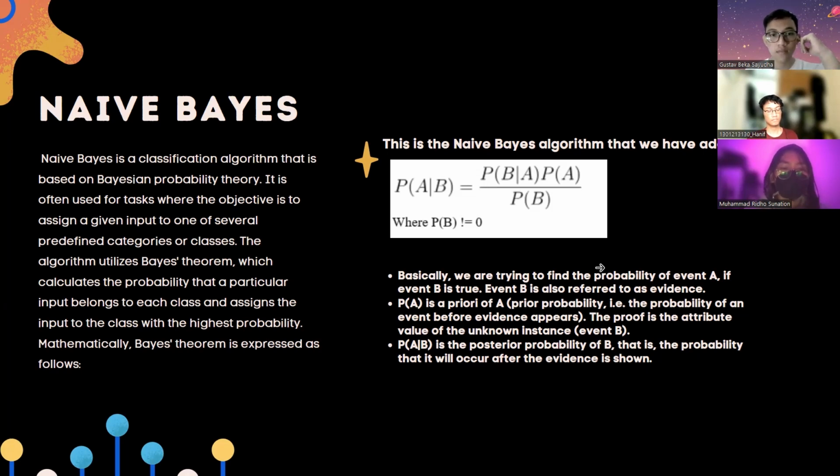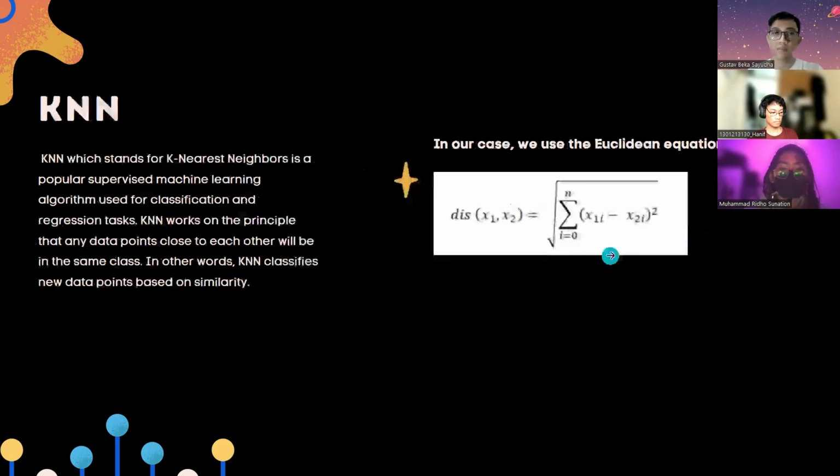Mathematically, Bayes' theorem is expressed as follows. This is the Bayes algorithm that we have adopted. Basically, we are trying to find the probability of event A if event B is true. Event B is also referred to as evidence. P(A) is the probability of A, the probability of the event before the evidence occurs. The evidence is the attribute value of the unknown instance. P(A|B) is the posterior probability of A, that is, the probability that it will occur after the evidence is shown. Next.